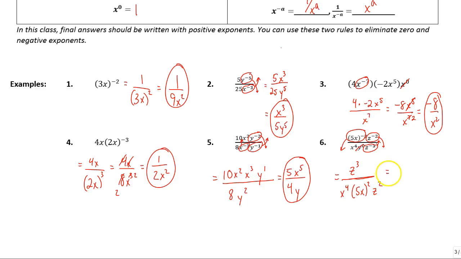So now when we go to simplify this, let's simplify the denominator. So when we do that, we'd have z cubed in the numerator, but in the denominator we would have x to the 4th times 5 squared, or 25, x squared times z squared. So now in the denominator we have z squared, take out 2 from the numerator, leaving us with just 1 in the numerator. And then the denominator will have 25, x to the 4th times x squared is x to the 6th. So that's your final answer for that one.